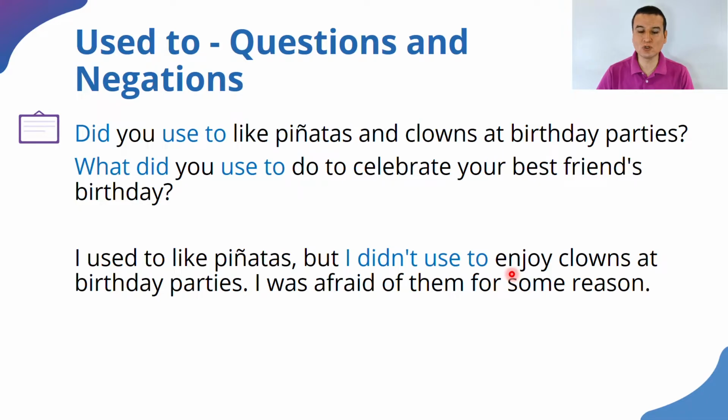So we have the negation here, which is the word not, but that negation, that word not, is attached to the auxiliary for the past. That's why we say did not, or in this case, we have it contracted. So that means that we eliminated the letter O, and we used an apostrophe instead. I didn't used to enjoy clowns at parties, at birthday parties.